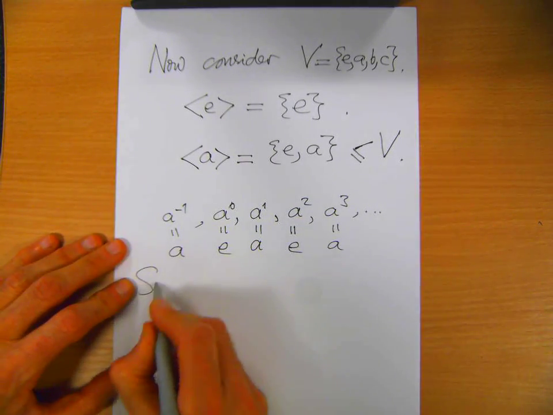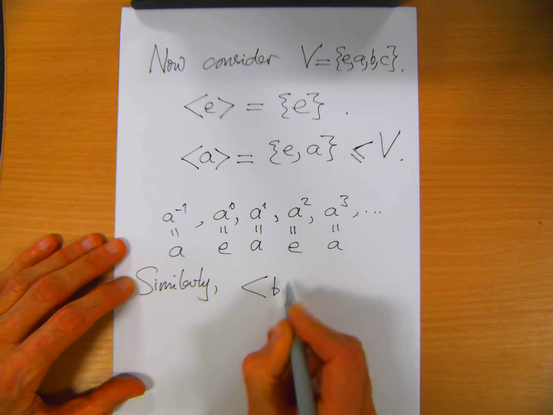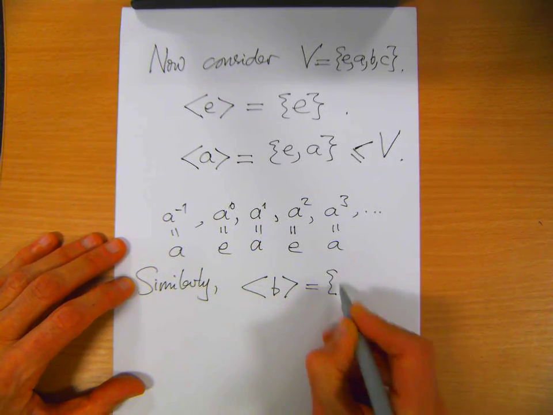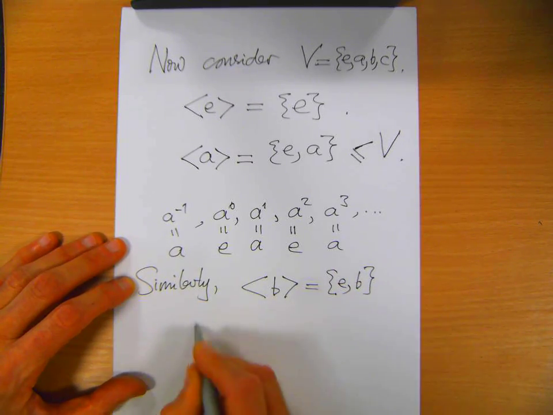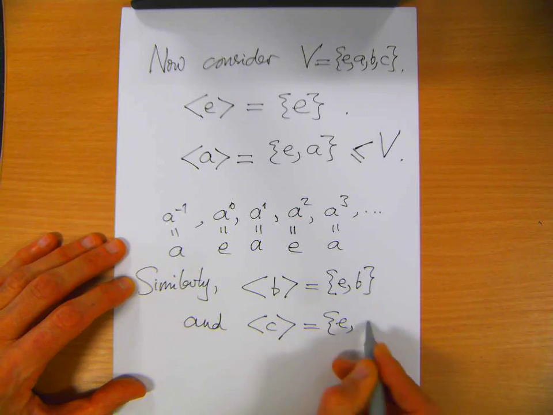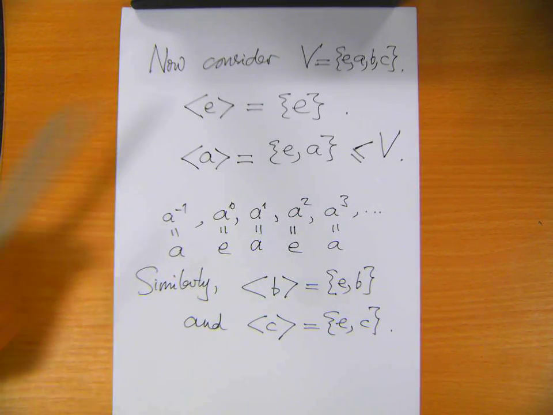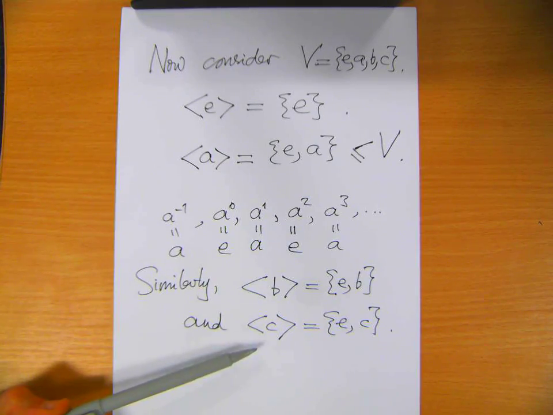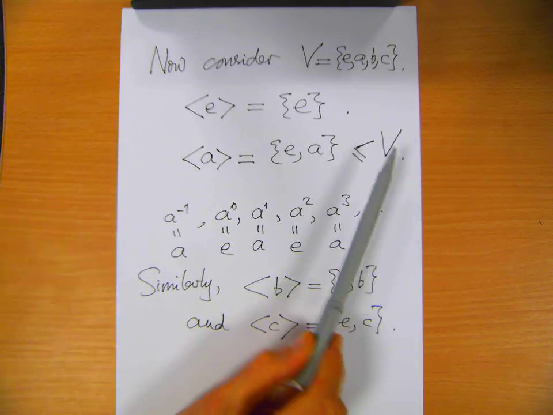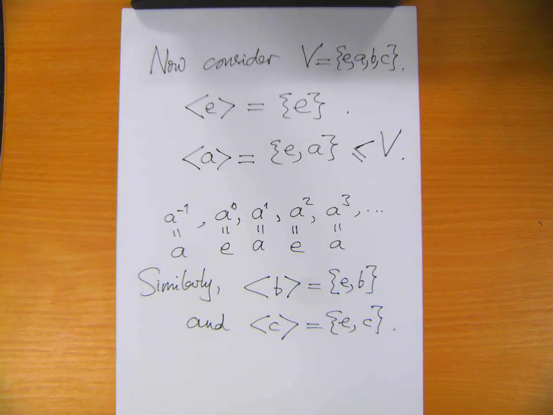And similarly, because there's a symmetry between A, B and C, we get a subgroup of order 2 from B and a subgroup of order 2 from C. So that's gone through all 4 elements of the Klein group. None of them generate the group itself.